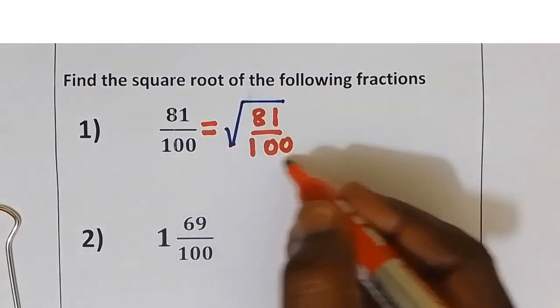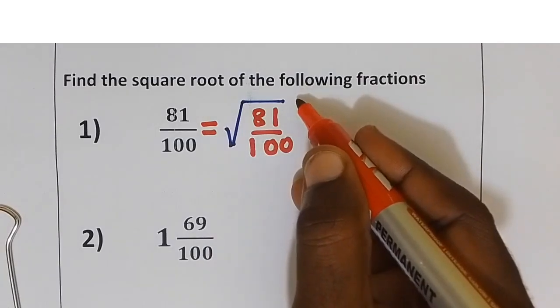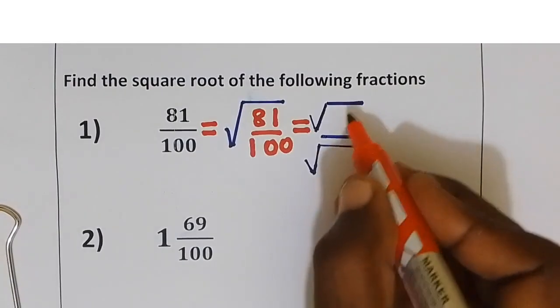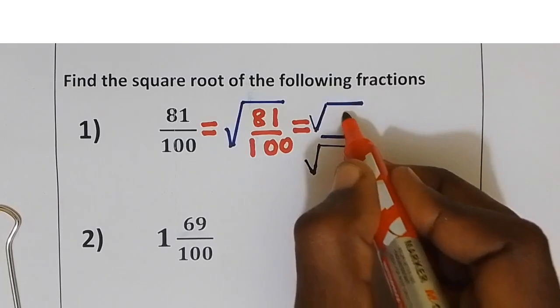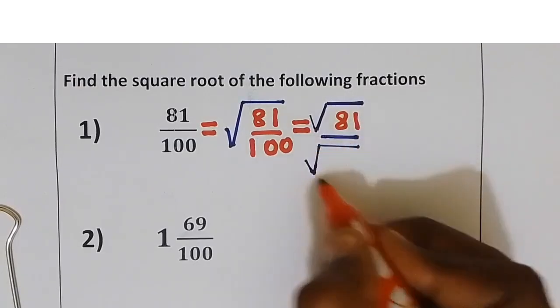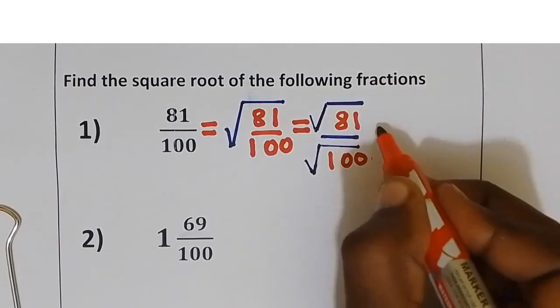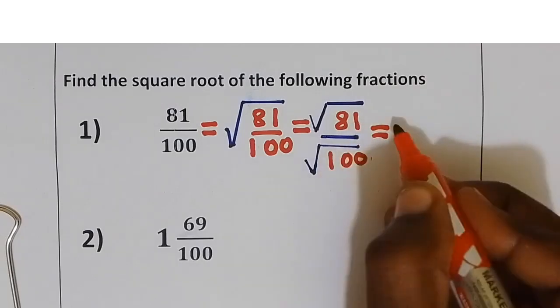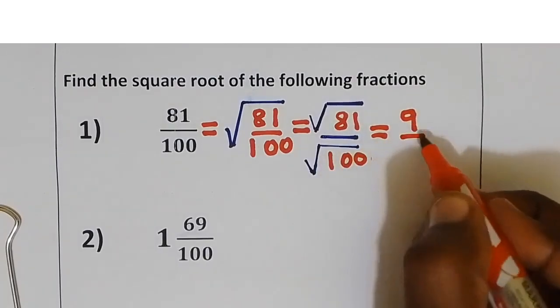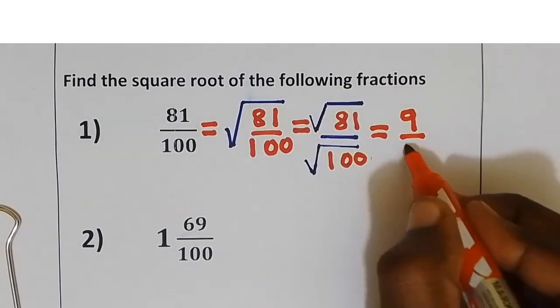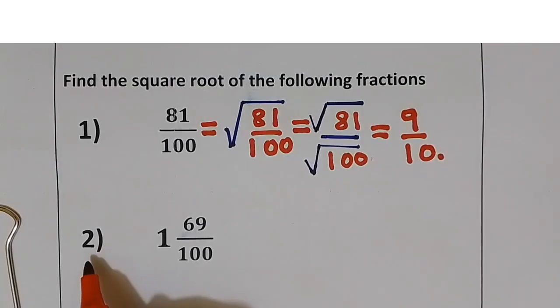I will split it into numerator and denominator. That is going to be the square root of 81 over the square root of 100, which will give me the square root of 81 is equal to 9 over the square root of 100, which is equal to 10. Let's jump to question number 2.